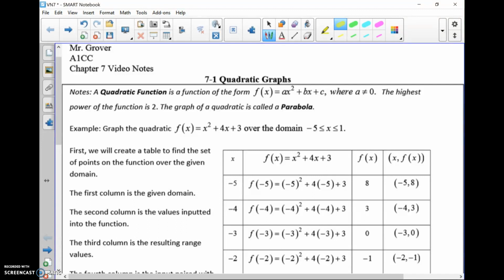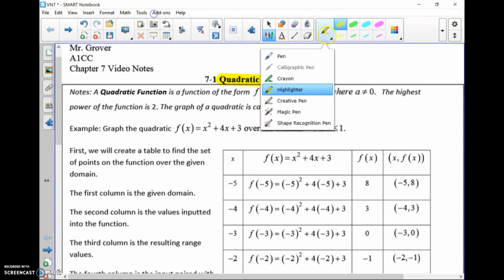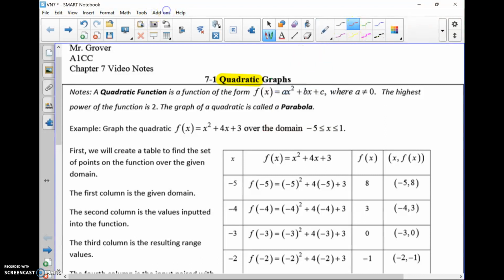Well, now we're finally getting into some new functions. We're going to talk about quadratic functions in this chapter, Unit 7. We have a couple of others that we're going to talk about in other chapters, but in 7 and 8, we're just talking about quadratics. So what's the difference between a quadratic and a linear function?